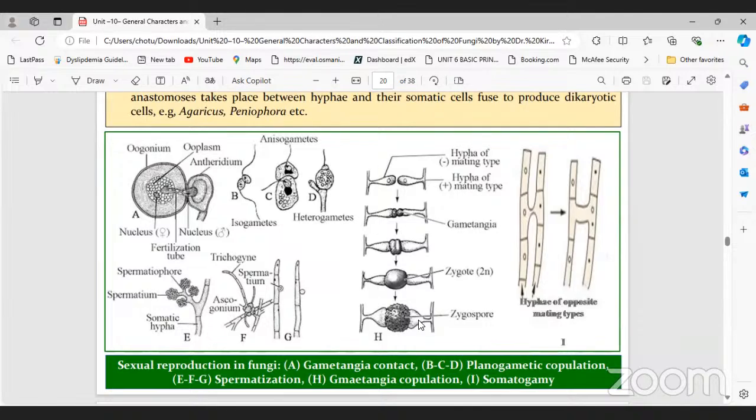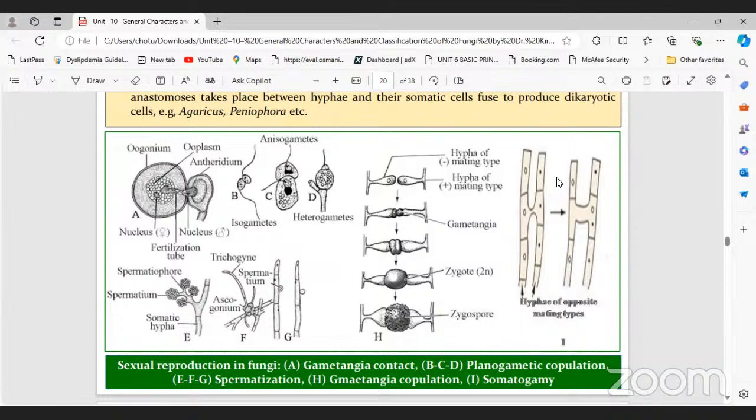Then the H part, gametangial copulation. See, hyphae of mating types, one is negative and the other positive. Both combine, gametangium to gametangium, and after fertilization the zygote is formed. This is called the zygospore. The final one, I, is somatogamy: hyphae of opposite mating type fuse to form like this.